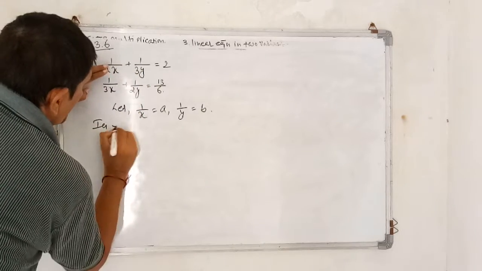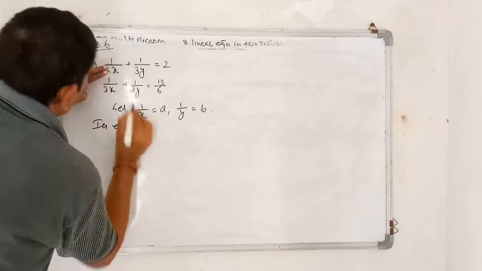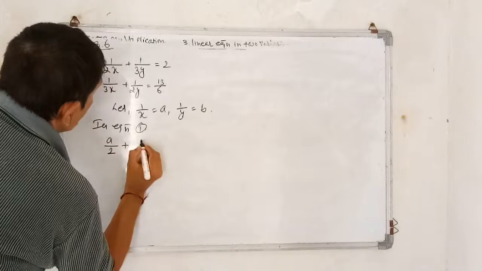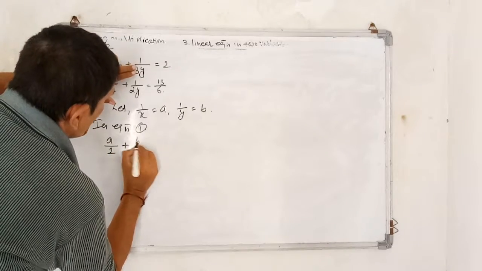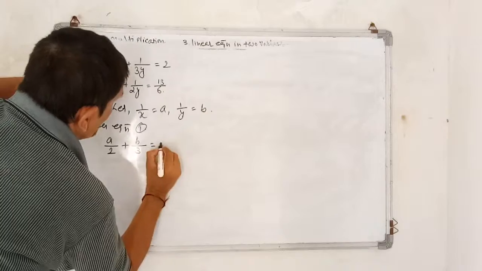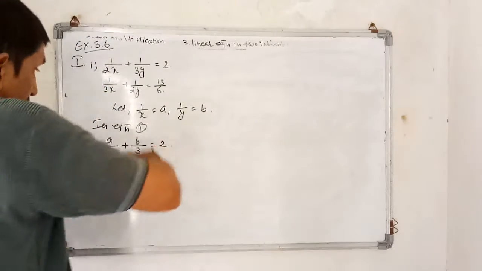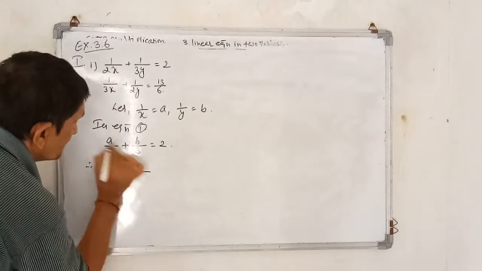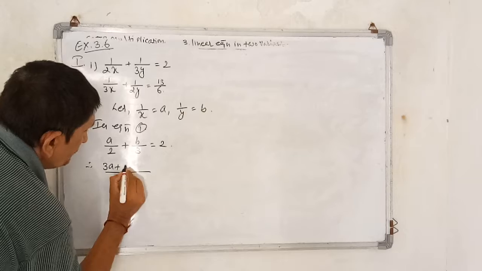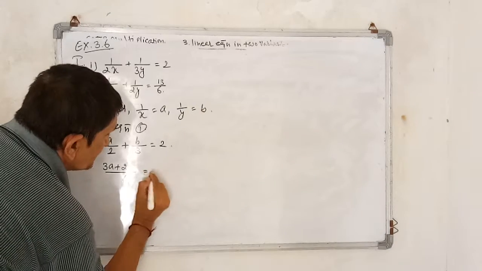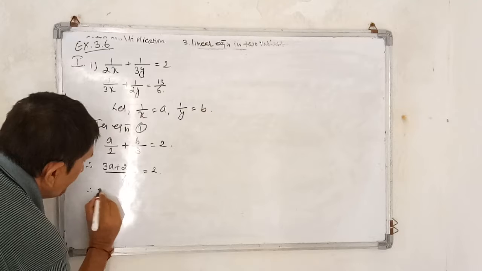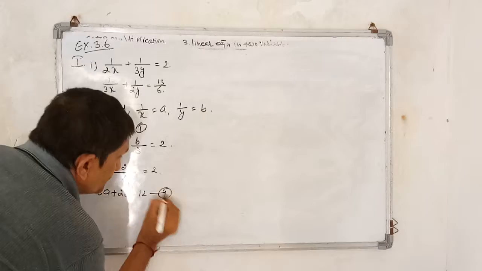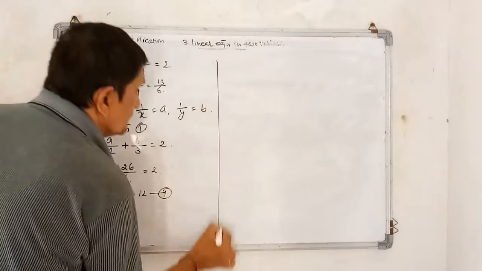So in equation 1, 1 upon x is equal to a, and 2 remains as a denominator, plus 1 upon y is equal to b, and 3 as a denominator. So this is the equation. So now our variable becomes the numerator. Now take LCM, it is 6: 3a plus 2b is equal to 2 times 6, that is 12. Okay, so this is the first equation.